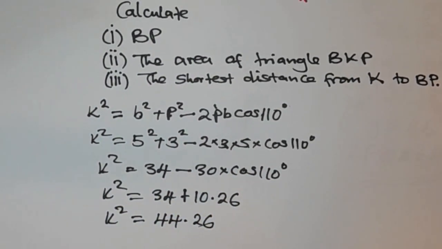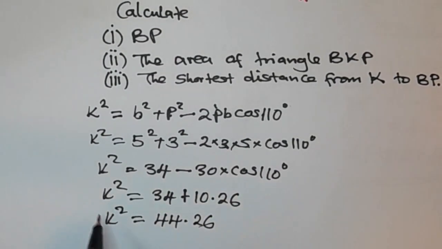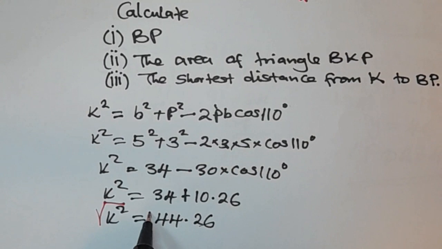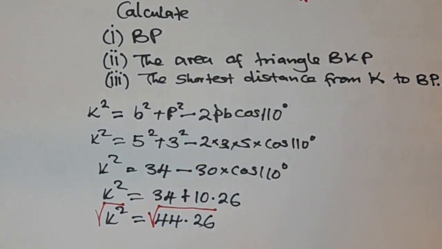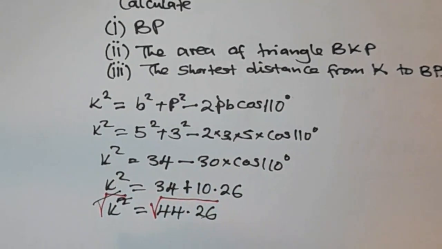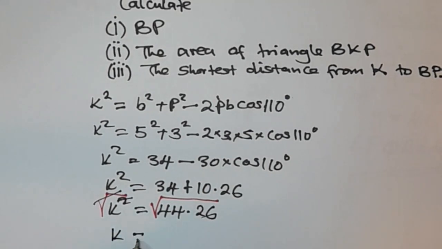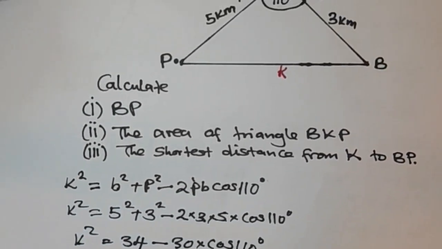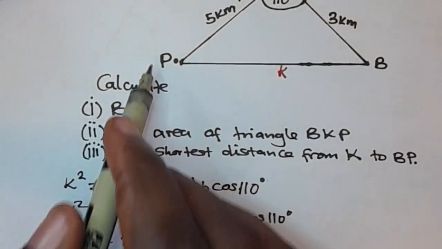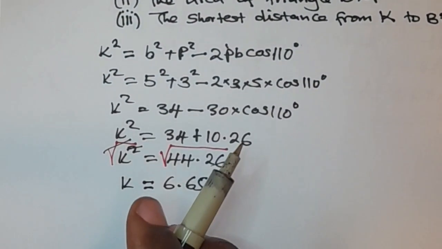At this stage, remember we are looking for the value of k and not k squared. So what you do is to take square roots on both sides. Then you have k is equal to the square root of 44.26, which is 6.65.